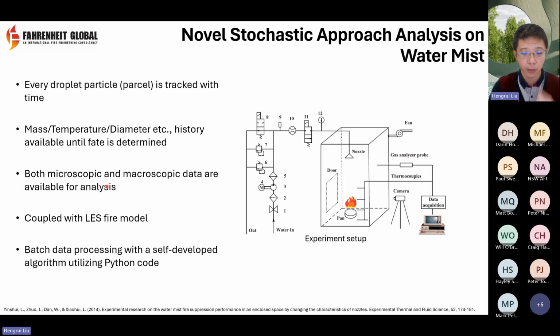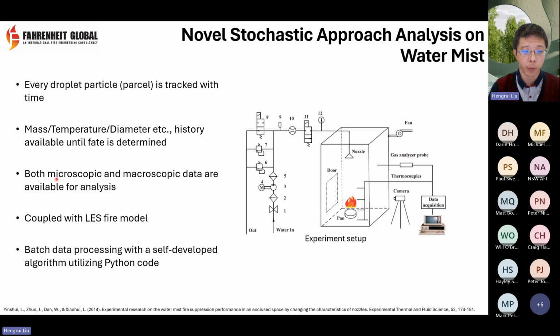So another beauty of this computational fluid dynamics, CFD, is you see something you don't really see in experiments, basically on the microscopic side. In experiments, what we can measure is basically the spray pattern, the temperature regions, temperature readings, velocity probably through PIV technologies, but you can't really see how many of the droplets or how much of the water has actually been evaporated, or has actually contributed to the fire suppression. So that's something you can see via the CFD approach.